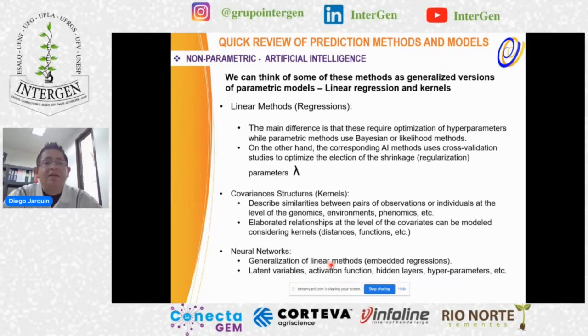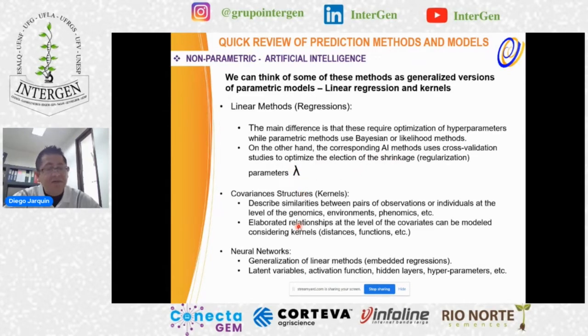Now, regarding the artificial intelligence methods, or what sometimes we call non-parametric, we can think of some of these methods as generalized versions of parametric models. We have linear regressions, we have kernels. In the case of the linear methods, the main difference is that these require the optimization of the hyperparameters, while the parametric methods use Bayesian or likelihood methods. We have a prior, for example, for Bayesian. On the other hand, the corresponding AI methods use cross-validation studies to optimize the selection of this shrinkage parameter, the regularization parameter, this lambda value.